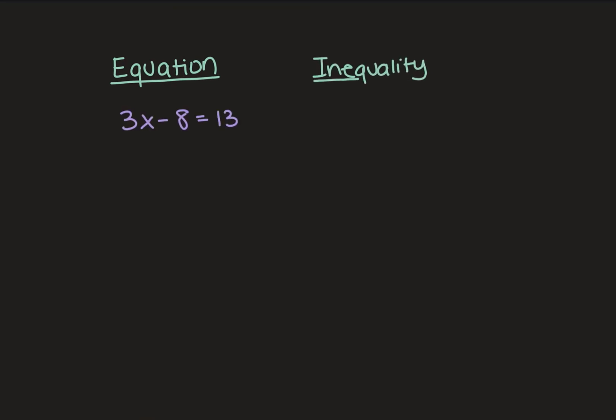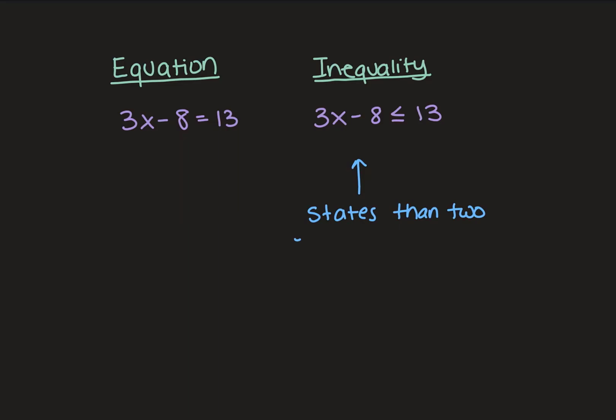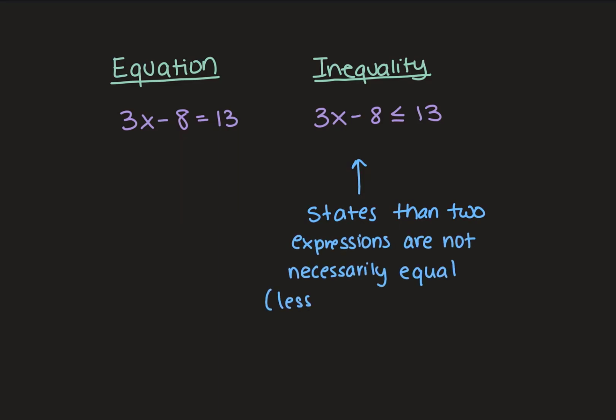So a linear inequality will be similar to a linear equation. And here's an example of an equation and an example of an inequality. So an equation states that two expressions are equal. And an inequality, however, states that two expressions are not necessarily equal, but one can be less than, or greater than, etc.